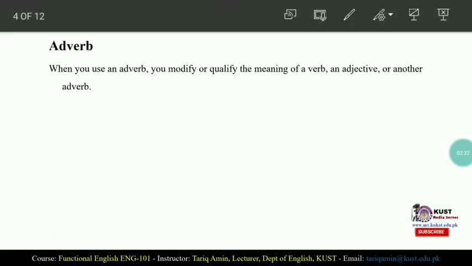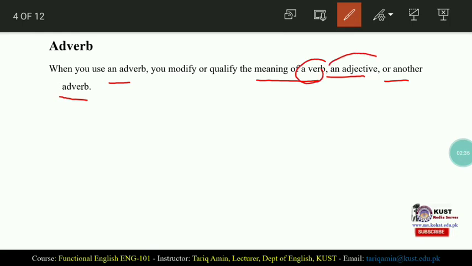When you use an adverb, you modify or qualify the meaning of a verb, an adjective, or another adverb. When you use a particular adverb in a particular sentence, it might modify the meaning of a verb, it might modify the meaning of an adjective, or it might modify the meaning of another adverb.